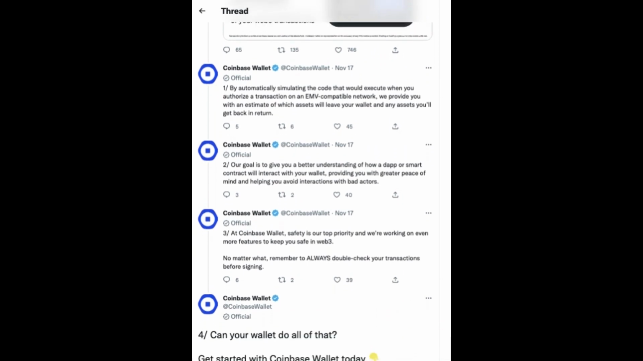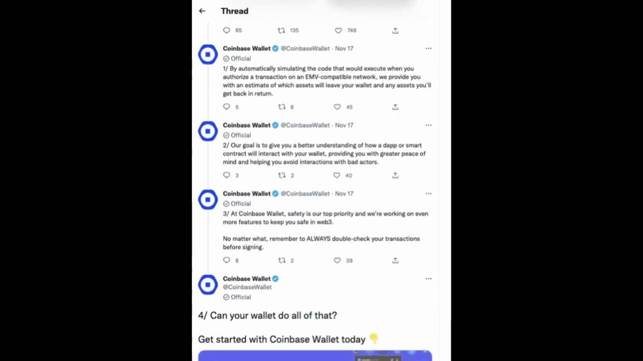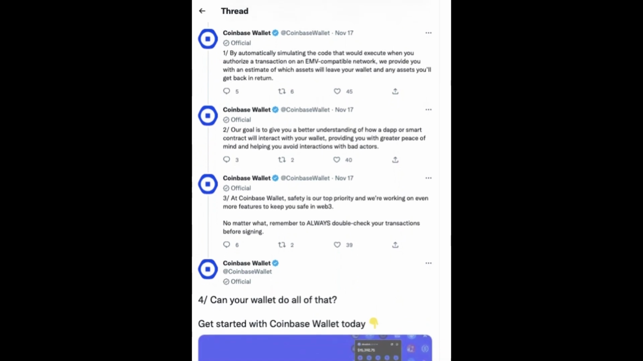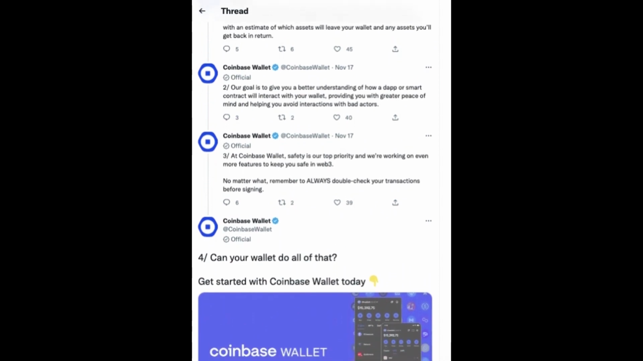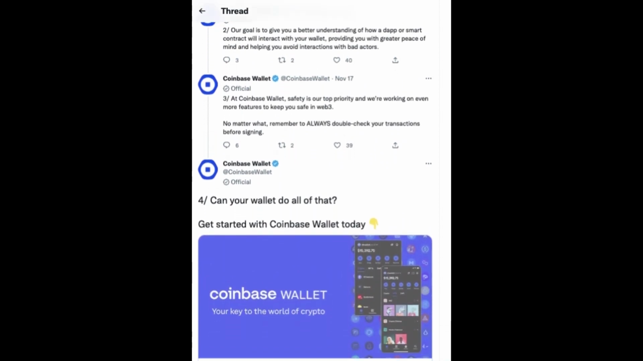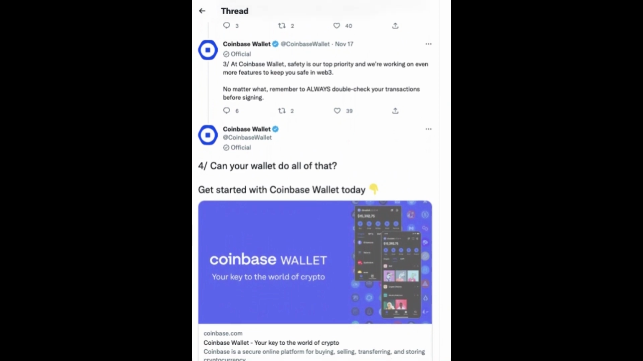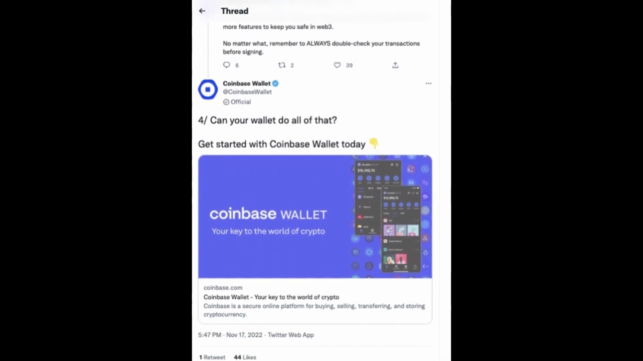3/ At Coinbase Wallet, safety is our top priority and we're working on even more features to keep you safe in Web3. No matter what, remember to always double-check your transactions before signing. 4/ Can your wallet do all of that? Get started with Coinbase Wallet today.